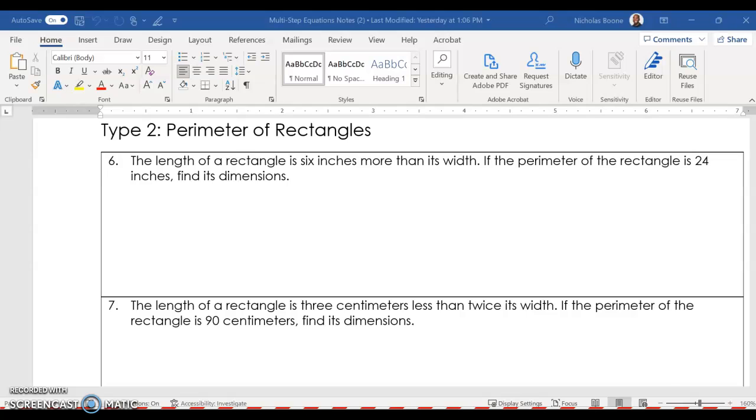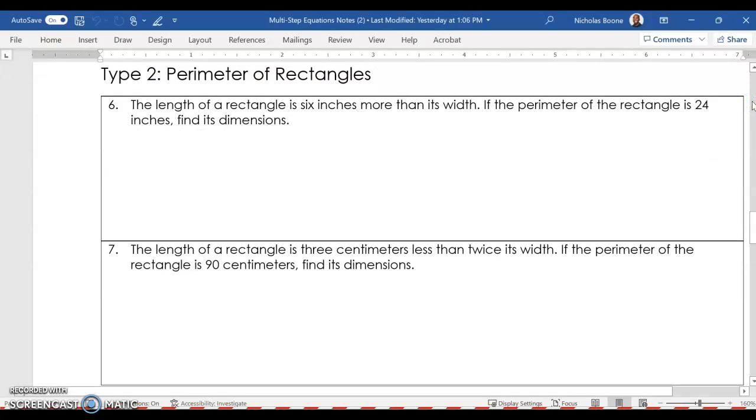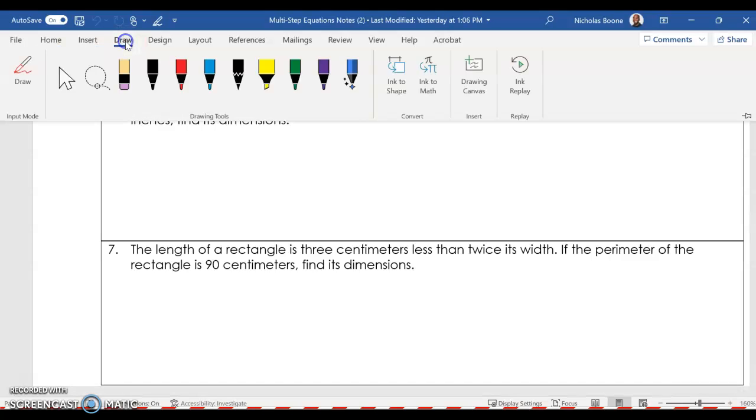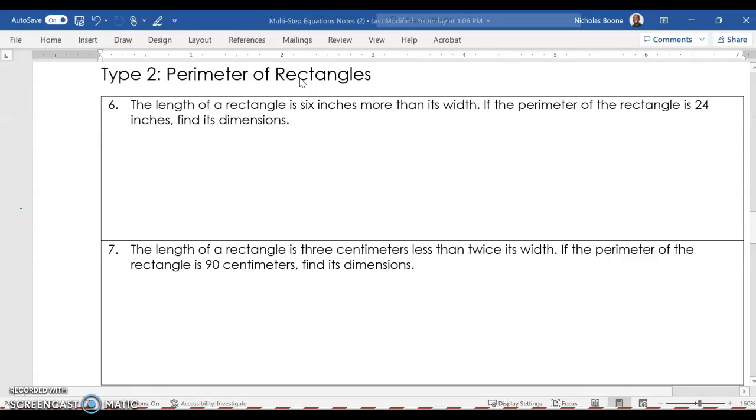All right, so let's look at this second type of problem. Problem type number 2 deals with the perimeter of rectangles. If you remember some pieces of information here, that will go a long way. Number 1, for perimeter, we're literally talking about adding all the sides of that rectangle or whatever your shape is. And then also, there is some important information that we know about a rectangle.